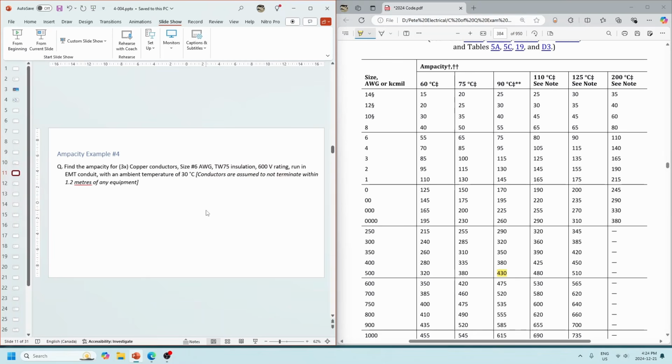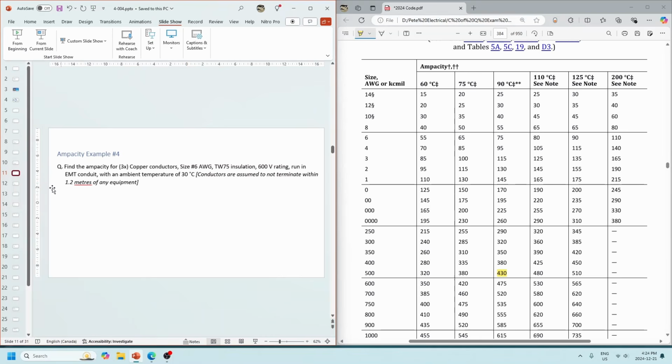Find the ampacity for 3 copper conductors. So 3, we don't have to worry about table 5C. Again, still doing the basics here, so we're below 30 degrees, so we don't have to worry about table 5A. We are copper conductors. There's 3 of them. They're number 6s, TW75 insulation, 600 volt rating for all of these examples. This one's run in conduit with an ambient temperature of 30 degrees.